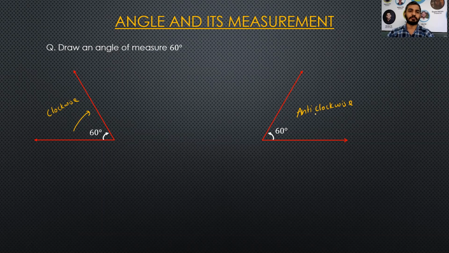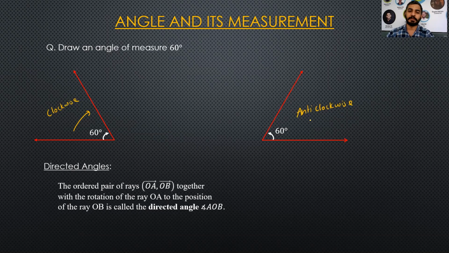For that, I will come to the first definition of this chapter, that is directed angles. What are directed angles? In simple words, angles which have direction. In technical words, the ordered pair of ray OA and OB together with a rotation of the ray OA to the position of ray OB is called the directed angle.